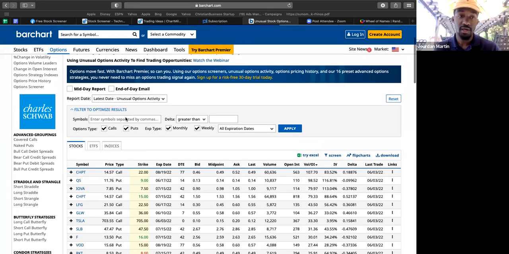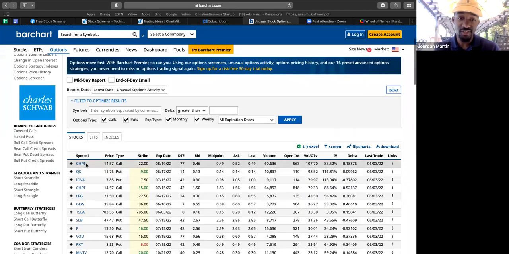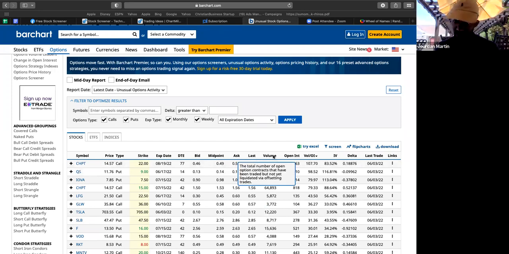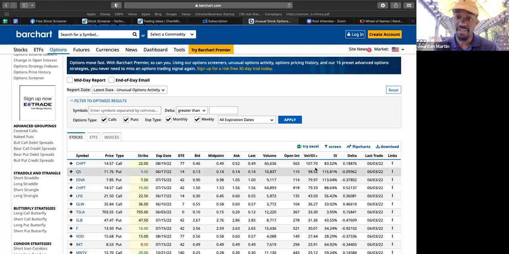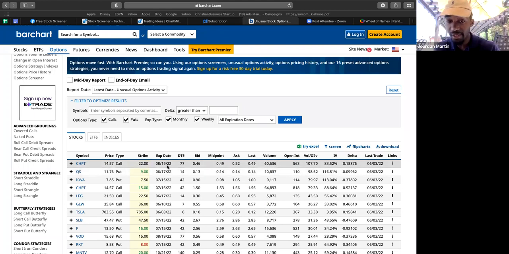So when you're looking at unusual options activity, you can actually start here. And then I would say you can go look at these charts and see what strikes, what expirations had a crazy amount of volume compared to the open interest from the beginning. So right here, we're seeing that over 60,000 contracts were traded on CHPT. And originally it had an open interest of 563. Right. So that's showing me that with this crazy amount, there was probably a lot of call buying at this 22 strike with the expiration of the 19th of August, if that's the 8th month.